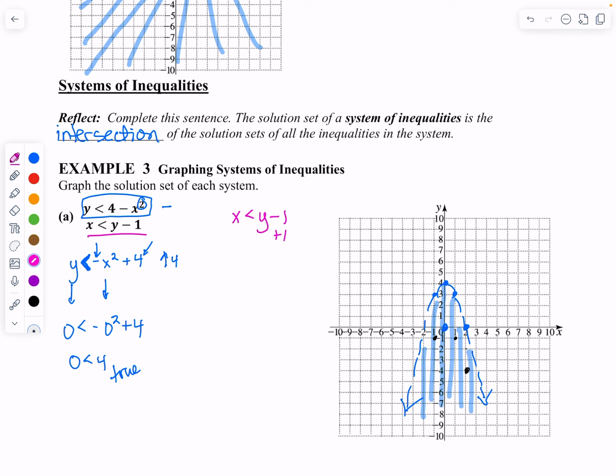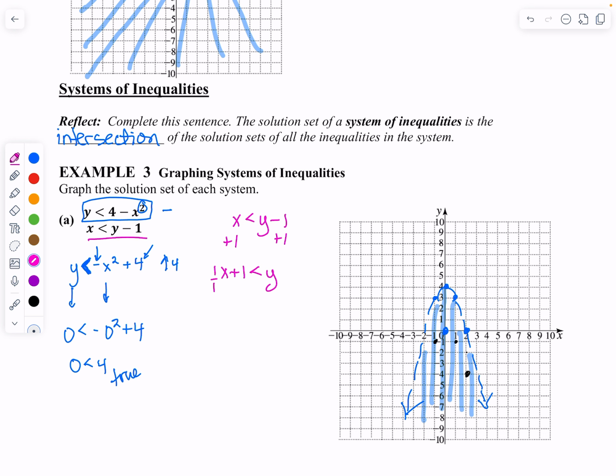I'm going to add 1 on both sides. So I'll get x plus 1 is less than y. Where's my slope? Here's my slope, 1 over 1. So there's my slope. There's my y-intercept. So I'm going to start at 1. And then I'm going to go up 1 and right 1 and up 1 and right 1. So there we go. And I'm going to make that a dotted line because it didn't have an equal mark.